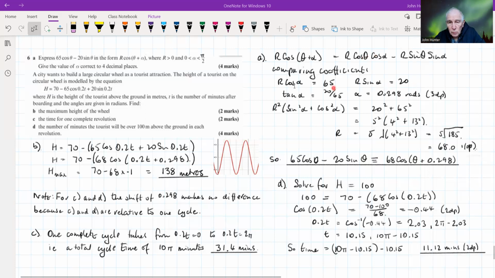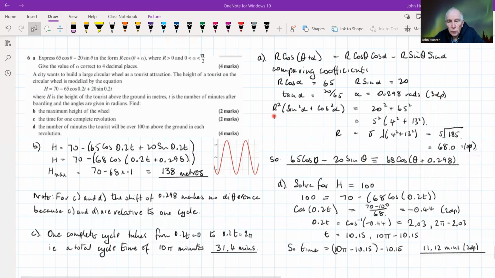Right, okay, so now we've got two equations in two unknowns, so we can solve for r and for alpha. If we divide one equation by the other, we're going to get tan alpha as 20 by 65, giving us alpha is 0.298 radians. I've given that to 3 decimal places. They just say 4 in the question, but I think the last one's 0 if I remember.